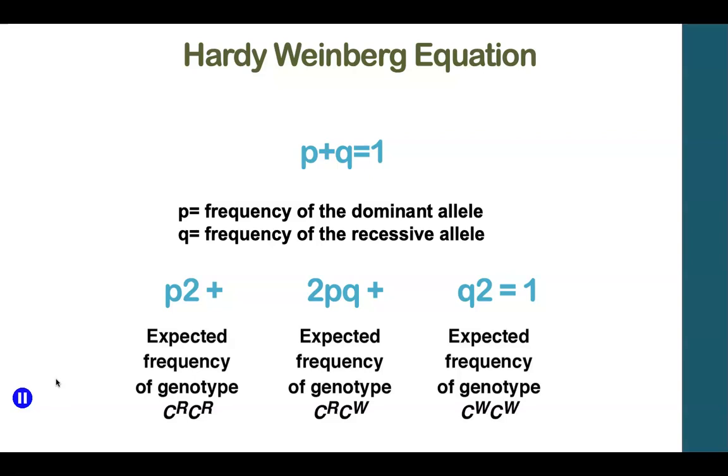But the Hardy-Weinberg equation is actually looking at genotype frequencies. But those genotype frequencies are based on allele frequencies in the population. So remember from our unit on genetics, each individual is getting an allele from each parent. So this Hardy-Weinberg equation represents all the different combinations of those alleles in the population.